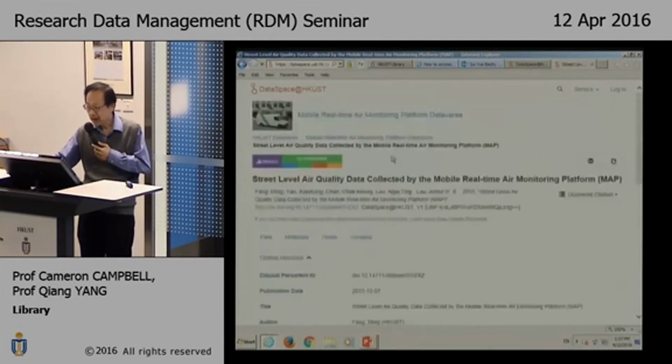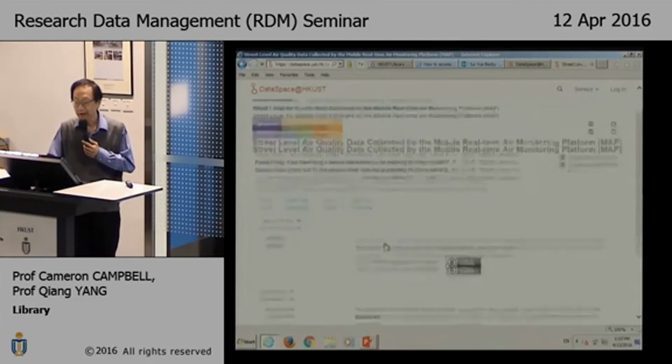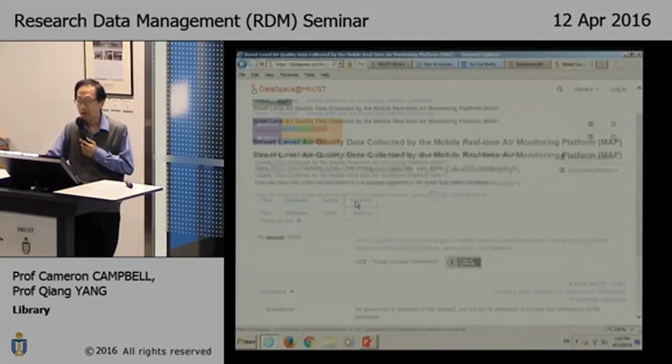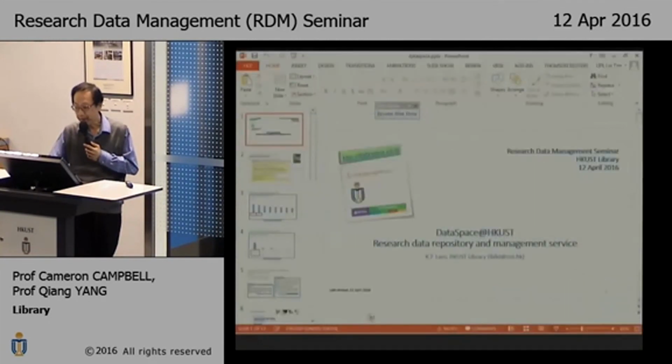And the terms of use: you can put all sorts of licenses, user licenses on it, and version. It allows you to manage different versions of your data sets and so on. Okay. Let's get back quickly to the PowerPoint.